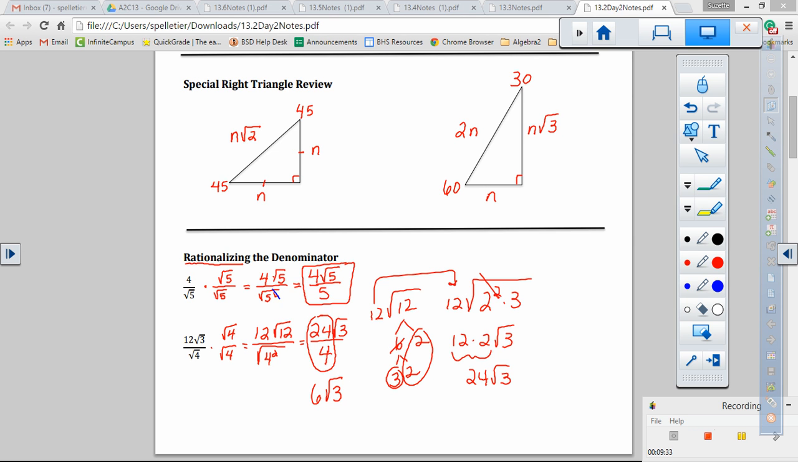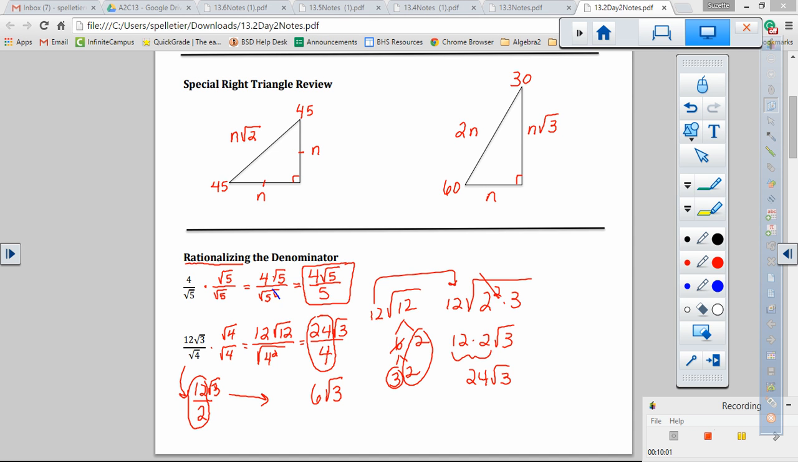Okay? Now, if you had just taken the square root of 4 and gotten 2 in your denominator with 12 square roots of 3 in the numerator, you would also see that that simplifies to 6 square roots of 3. So yes, you could have done it the shortcut way. I just wanted you to practice using that method because, as I said before, some students have trouble recognizing perfect squares under the radical.